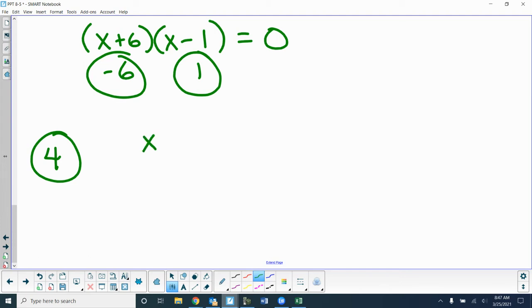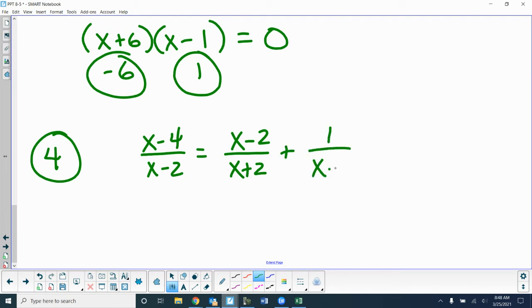So I got x minus 4 over x minus 2, x minus 2 over x plus 2, and 1 over x minus 2. Okay? So I'm multiplying all three terms by x minus 2 and x plus 2, right? Because they showed up as denominators, and I couldn't factor them to make them look any simpler. Questions so far? Why that's the common denominator?